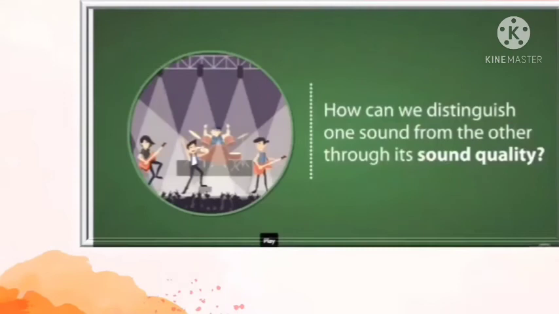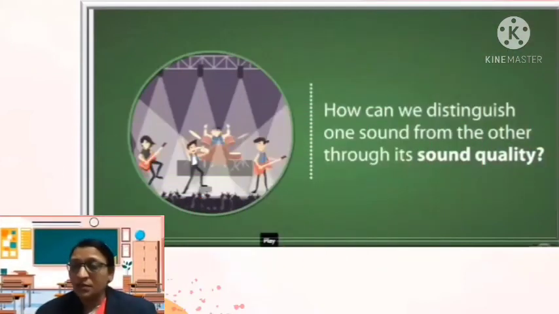Hope you understand. Let's move to the next topic. How can we distinguish one sound from the other through its sound quality? Yes, you're right. It depends on the timbre of sound, or we can say the waveform of the sound produced by different objects. Let us observe through this video.